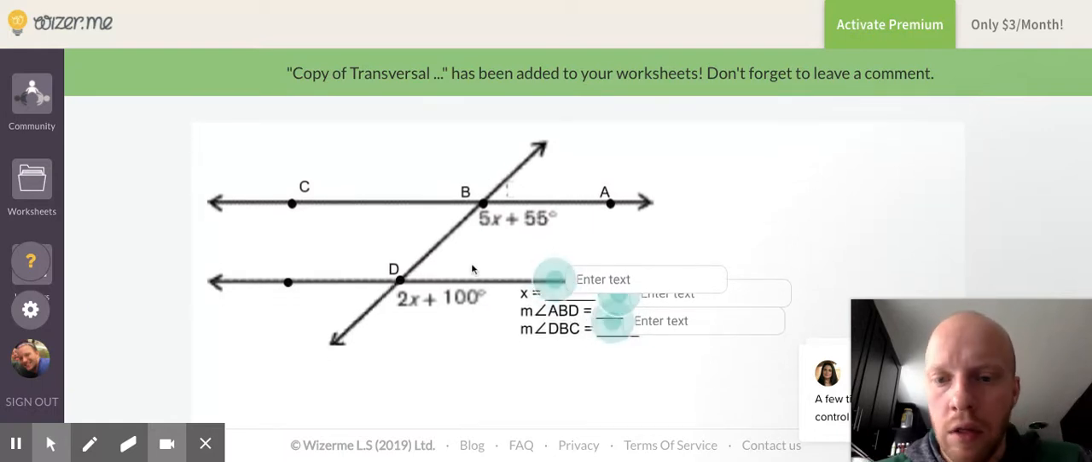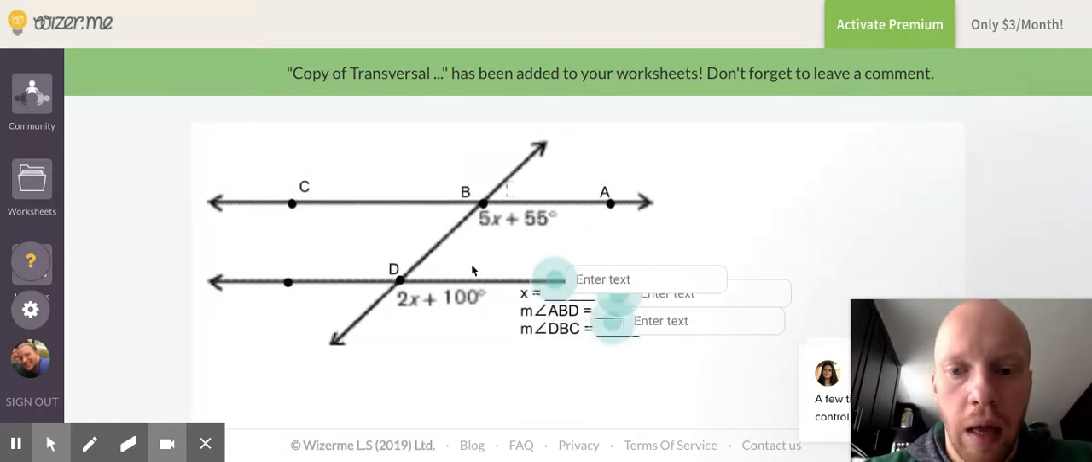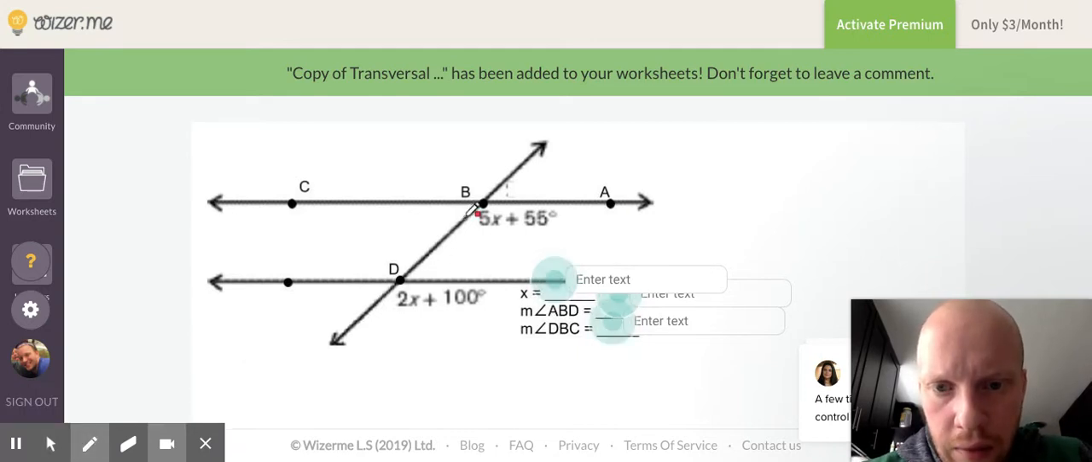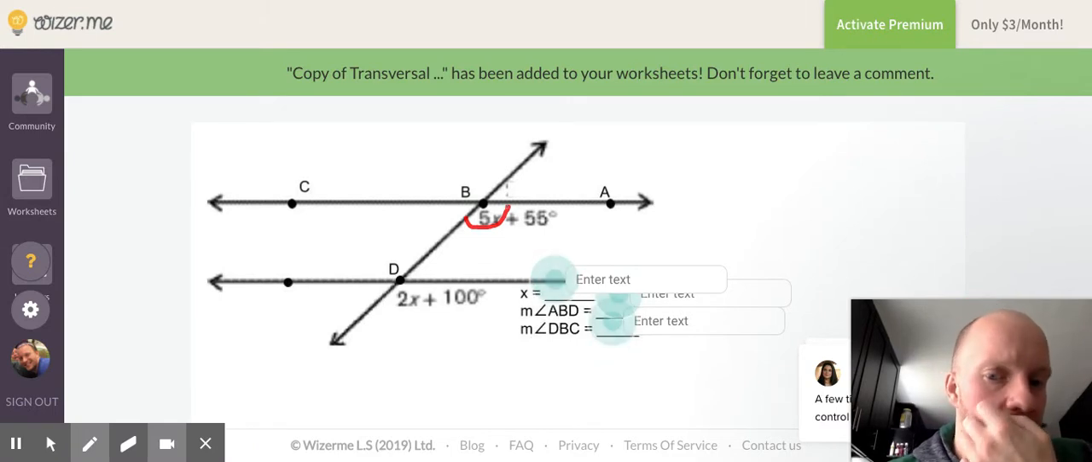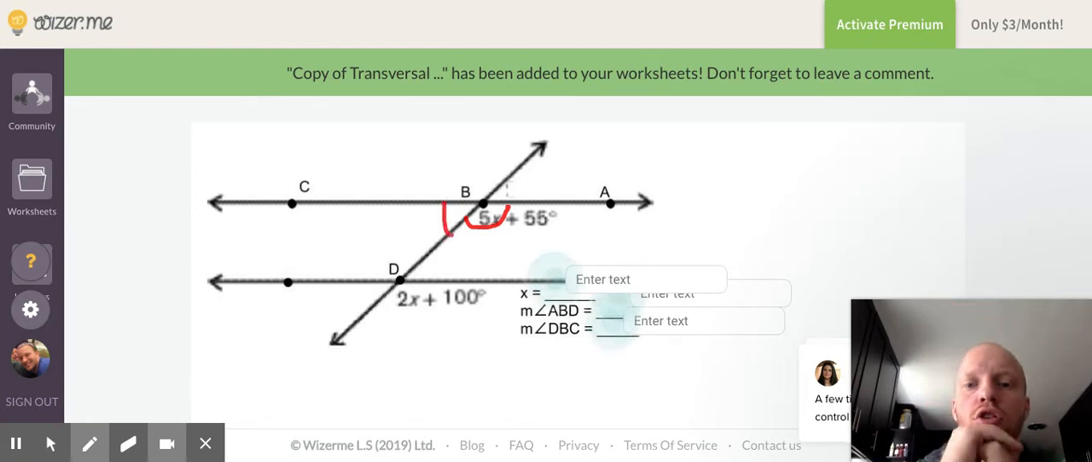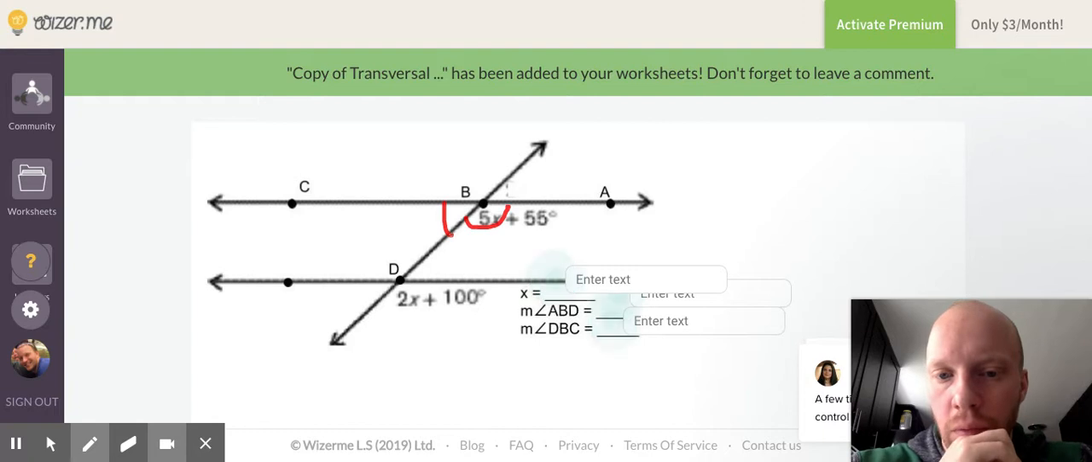So what I'm going to do is let's take a look at what we have here, okay? We want to find x, we want to find a measure of angle ABD. So ABD, that's this angle here. Okay, so once we find x, we can find that angle. And then angle DBC, which is this angle here. Now, in order to do that, we're also going to have to find the measure of angle ABD.